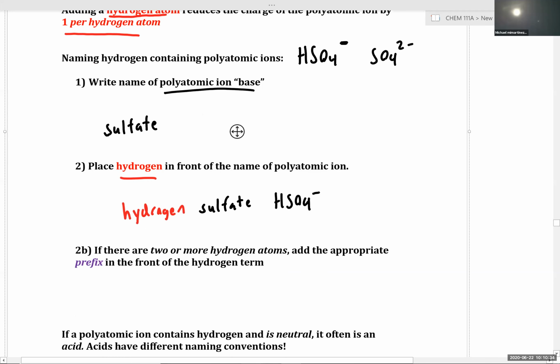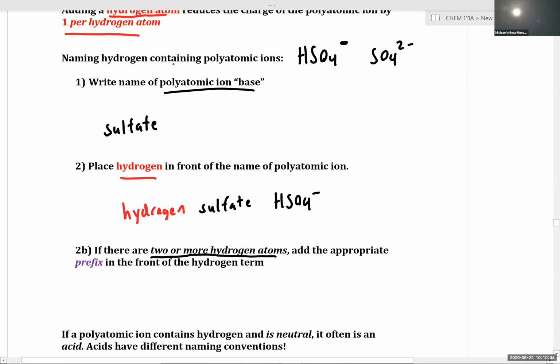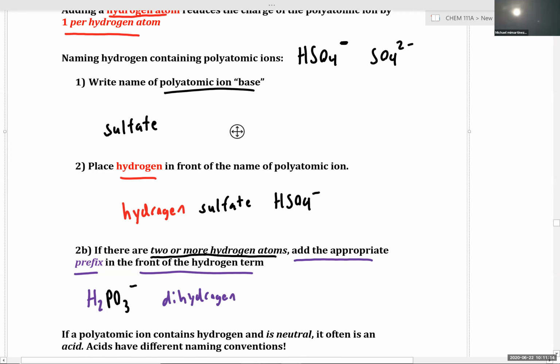Now, suppose that there are 2 or more hydrogen atoms. In order to indicate that we have multiple hydrogen atoms, we add the appropriate prefix in front of the hydrogen term. So for example, H2PO3 minus, since we have 2 hydrogens, we call this dihydrogen. And then we just write the name of our base polyatomic ion, which would be phosphite, because it has 3 oxygens, which is 1 less than phosphate.